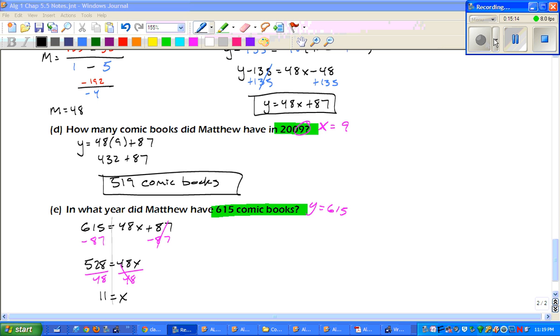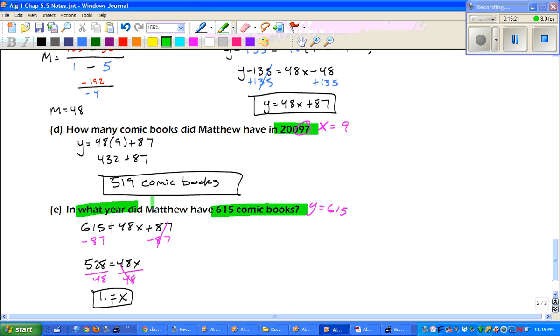Now, when you guys were done, did you get the answer x equals 11? Good. Now, did that tell you what year? Remember that we're talking about 2011, okay? Because x equals 0 is 2000 at the very beginning. Otherwise, you'd be working with much larger numbers, and you don't want to do that.